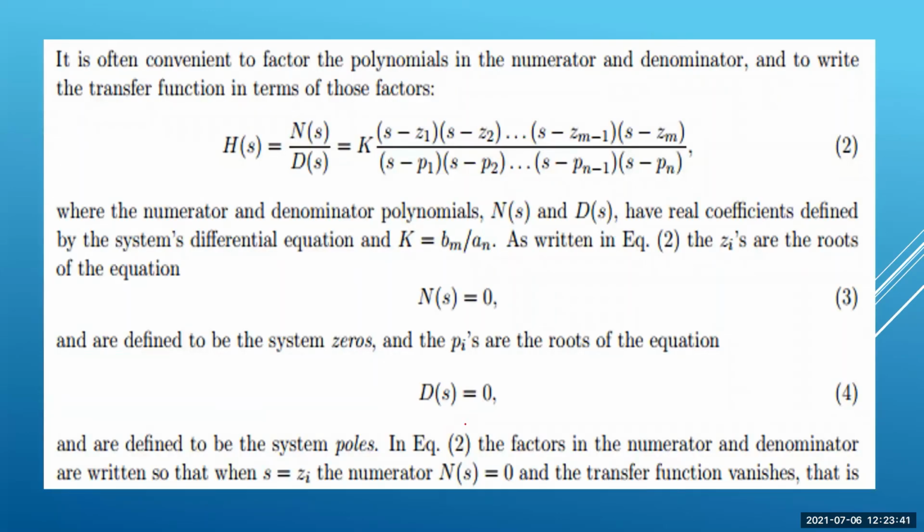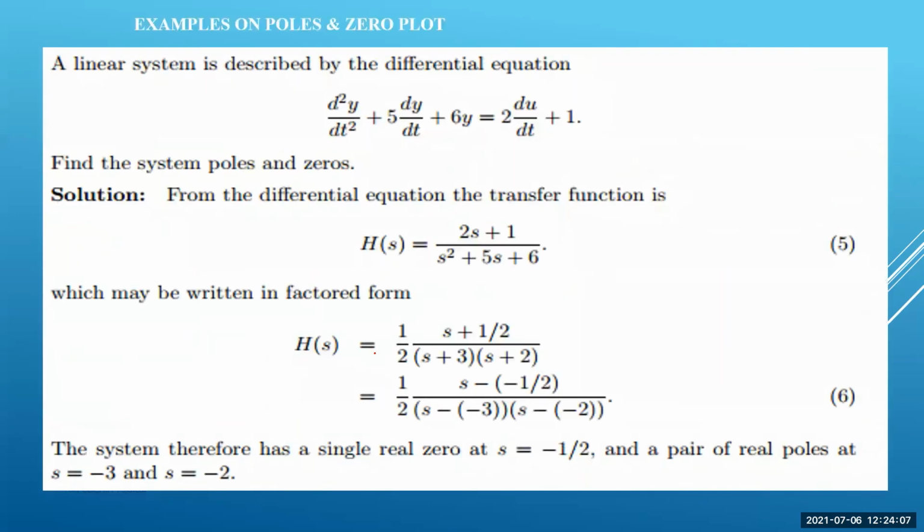This is the equation in which we are going to find out the poles and zeros. In case the numerator is equal to 0, you will get the system zeros, and if the denominator is equal to 0, you will get the system poles. So if you can calculate the poles and zeros, then you can find out if the system is stable or not. We'll see examples one by one.